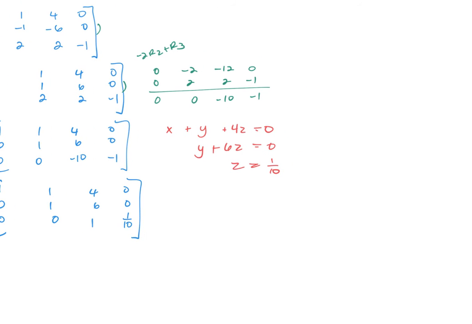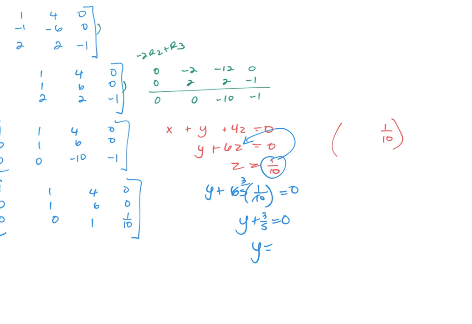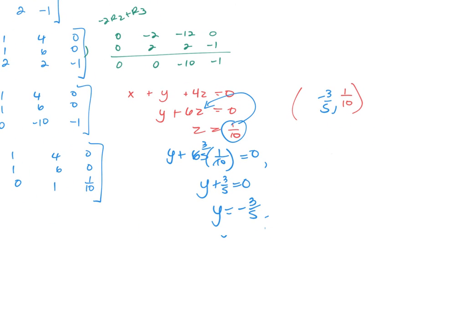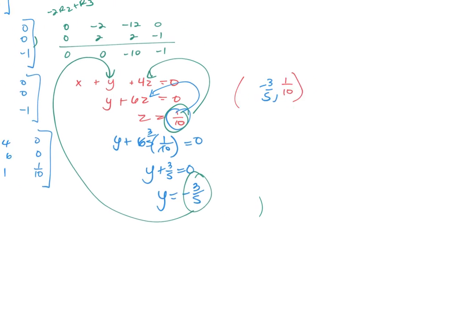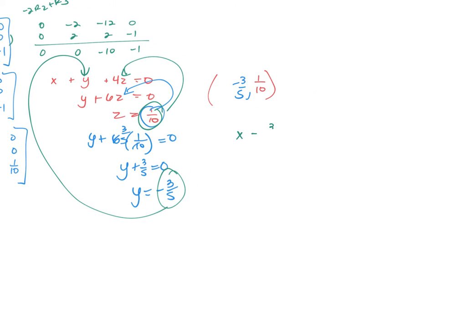So I already know z is 1/10. Then I'm going to take that and plug it in. So y plus 6 times 1/10 equals 0. This would be 3/5. y plus 3/5 equals 0. y would equal -3/5. And then I'm going to take the z and the y and plug it into the top. So x minus 3/5 plus 4 times 1/10 equals 0. This would be 2/5.